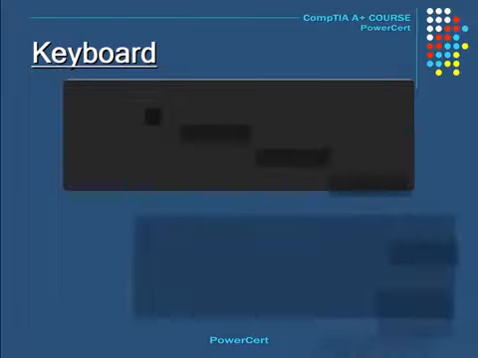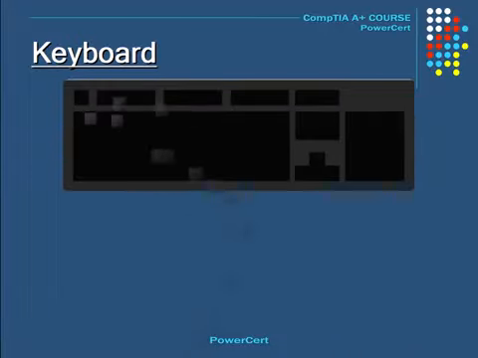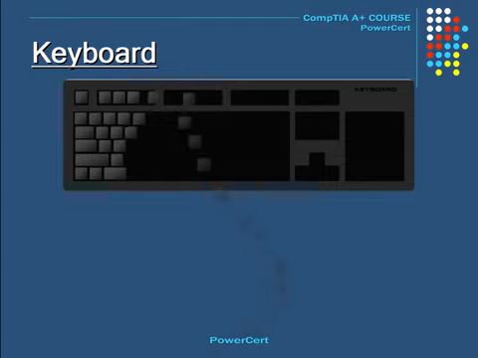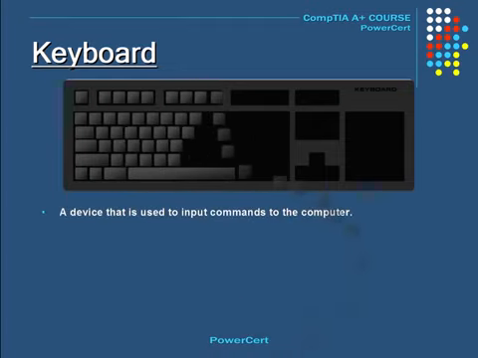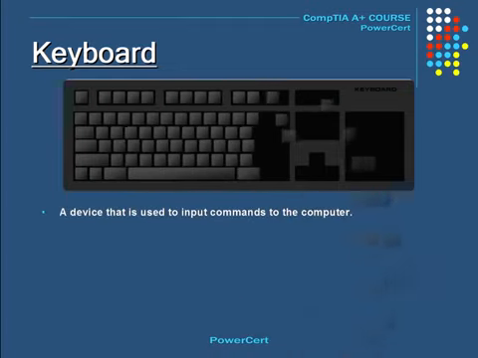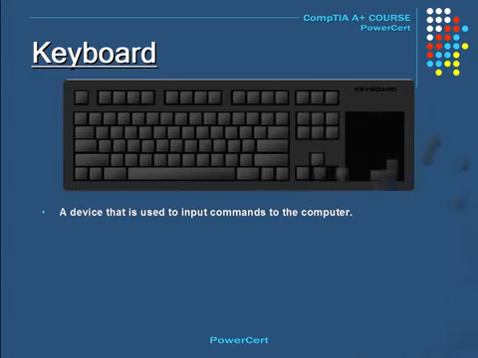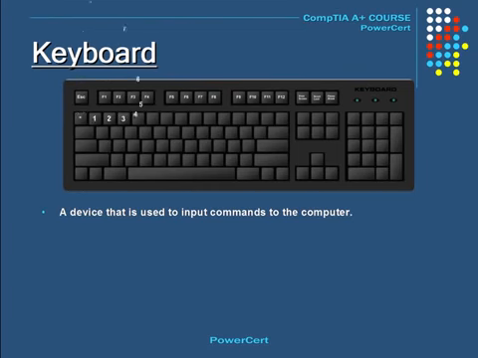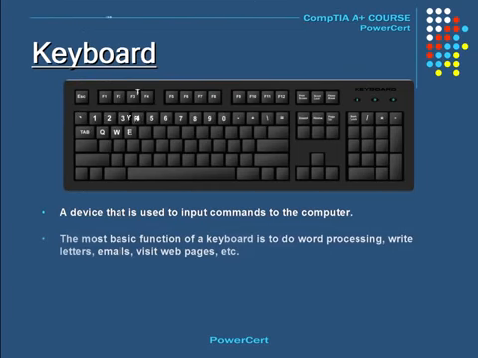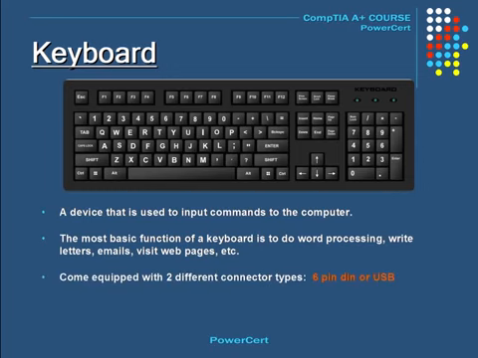One of the most basic input devices on a computer is a keyboard. A keyboard is a device that is used to input commands to the computer. It has keys that are made up of alphabets, numbers, and symbols that you can press with your fingers. The most basic function of a keyboard is to do things like word processing, write letters, emails, visit web pages, and so on. Keyboards come equipped with two different connector types.